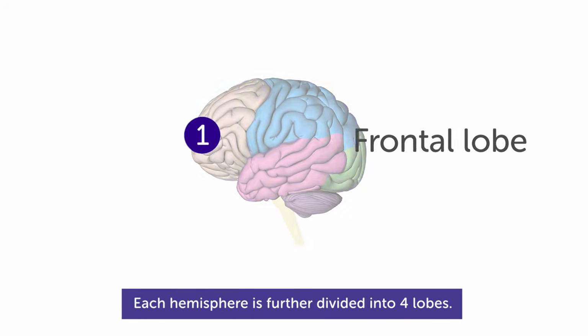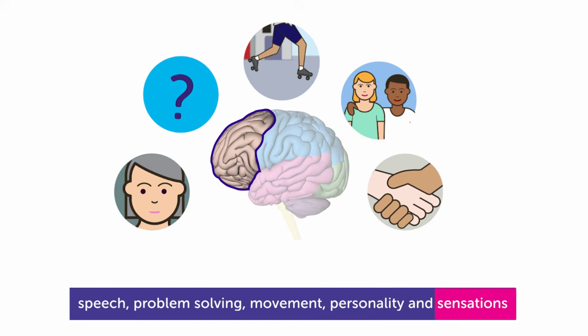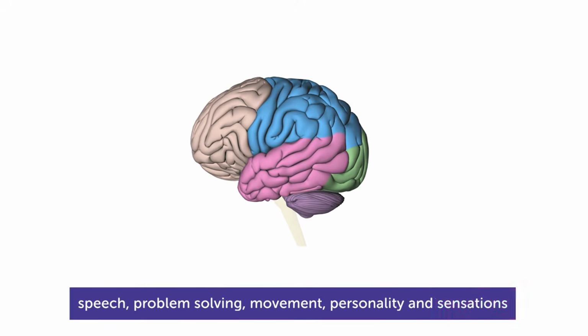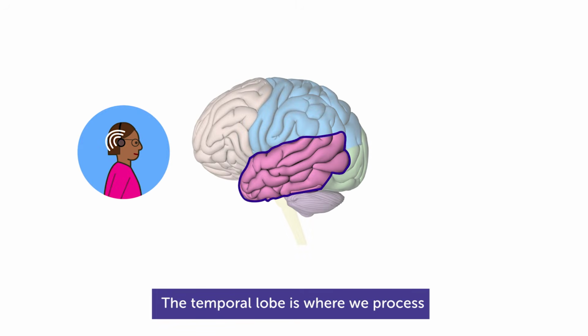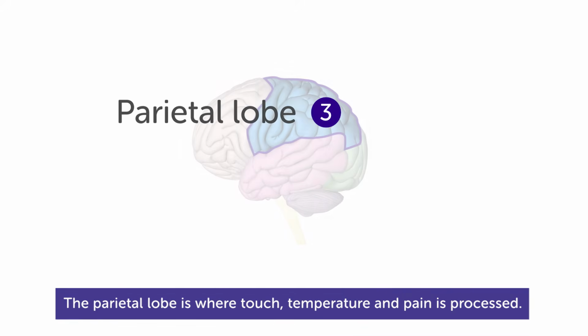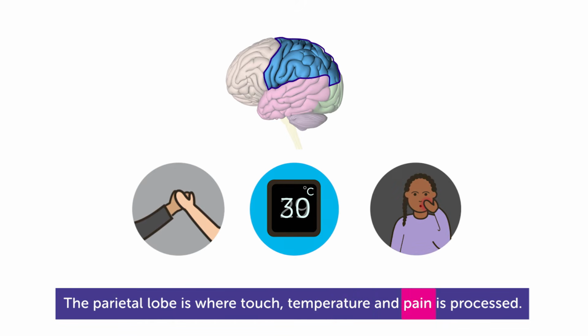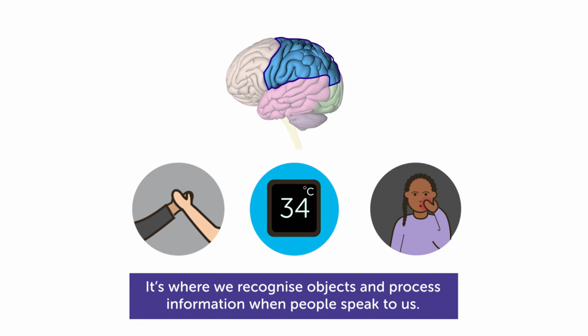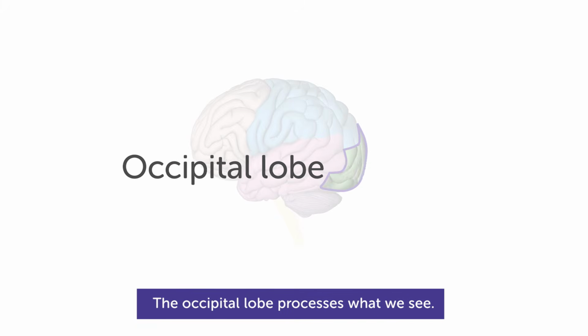The frontal lobe controls our speech, problem solving, movement, personality and sensations. The temporal lobe is where we process sounds and where our memories are stored. The parietal lobe is where touch, temperature and pain is processed. It's where we recognise objects and process information when people speak to us. The occipital lobe processes what we see.